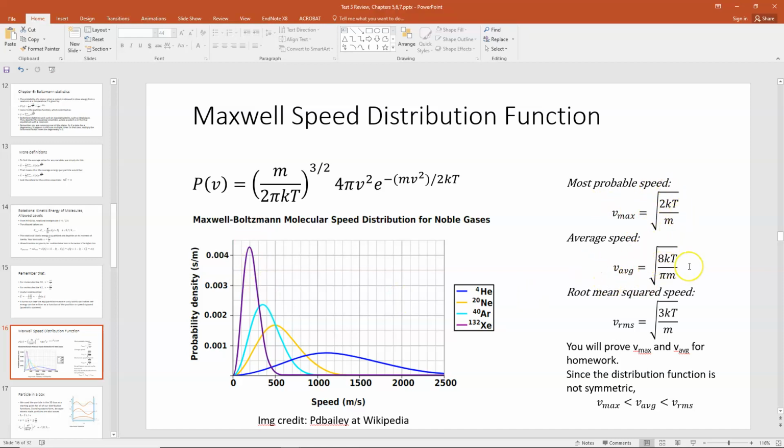The average speed is just what you would assume. You integrate this distribution function times v over all possible values, and you get that the average speed is equal to the square root of 8 kT over pi m. Your root mean square speed we derived from the equipartition of energy by setting 1/2 m v squared equal to 3/2 kT. And that gives you your root mean squared speed, which is the square root of 3 kT over m. Okay?